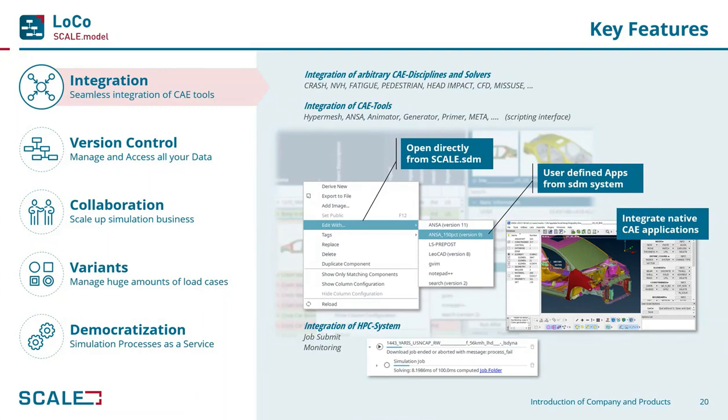That means that you can just click on the data and open it directly from there in your preferred preprocessor like Ansa, Hypermesh, Primer, whatsoever, and work from there. Once you save your data and close it, it will be automatically checked in the system. There's no more user interaction necessary, and the data will be transferred automatically to all your colleagues so that they can see what you have been doing. And if you publish your work, they can keep on working with your new versions.